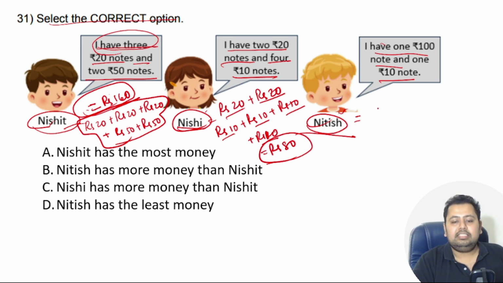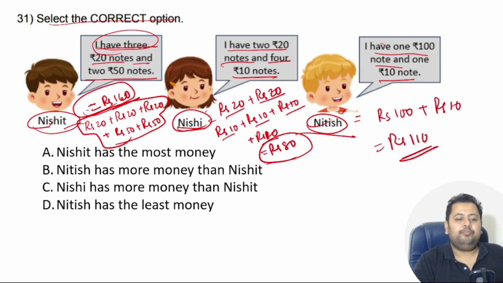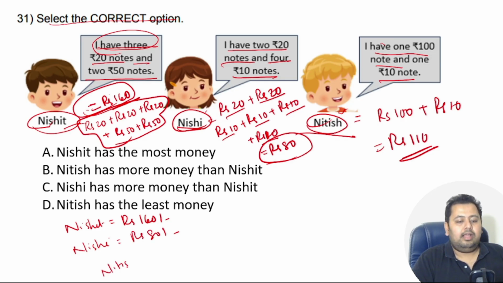How much money does Nitish have? Nitish has 1 rupees 100 note and then 1 rupees 10 note. So in total, Nitish has rupees 110 with him. So now we know that Nishit has rupees 160, Nishi has rupees 80 and Nitish has rupees 110, right? Now we have to find out the correct option.